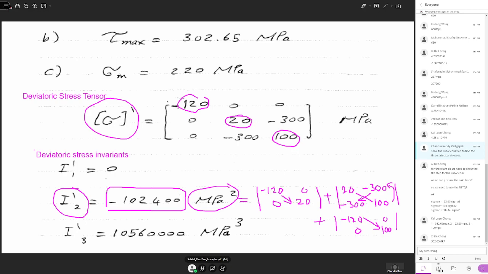Okay. So the final answer should be, you're multiplying megapascal by megapascal, so the unit will be megapascal square. Then you just treat them as simply the numbers with the sign. So minus 120 into 20 plus 20 into 100 minus 300 into 300, then minus 120 into 100. If you add up everything, you will get negative 102,400 megapascal square.